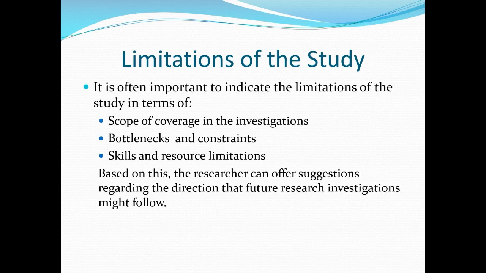Now, it's always good as a researcher to indicate what the limitations of the study are. Limitations in terms of the scope covered, in terms of technology applied, in terms of resources, and maybe resources of both money and time. For instance, we have here scope of coverage of the investigation, bottlenecks and the constraints due to maybe finances and time, skills and the resource limitations like the technology, etc., or the software in this modern era. Based on this, the researcher can offer suggestions regarding the direction that future research investigations might follow.